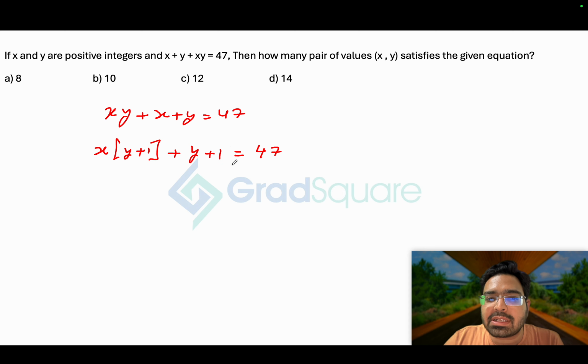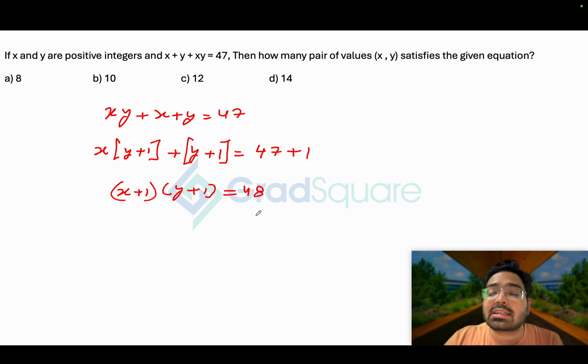So I'm just putting a plus 1 on one side and I'm putting plus 1 on the other side, so not changing the equation at all. Now put this into a bracket and you will suddenly start looking at the equation slightly differently. What will you get now? You will get x plus 1 times y plus 1 is equal to 48. Now this comes down to what? 48 needs to be written as a product of two numbers, x plus 1 into y plus 1.